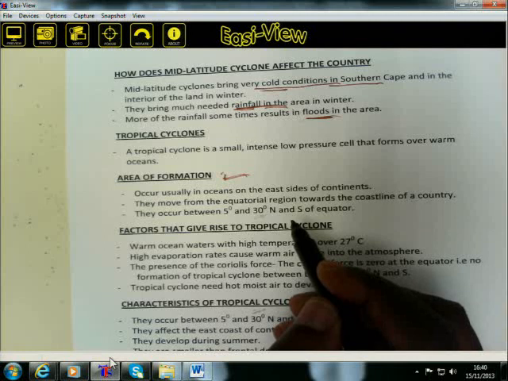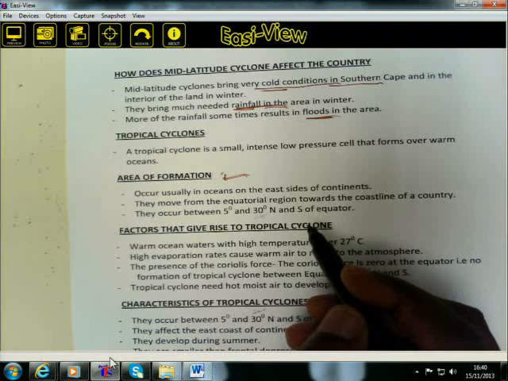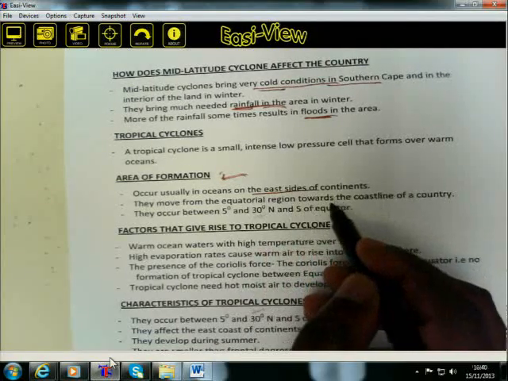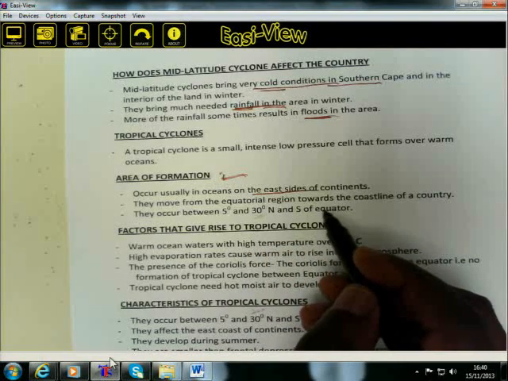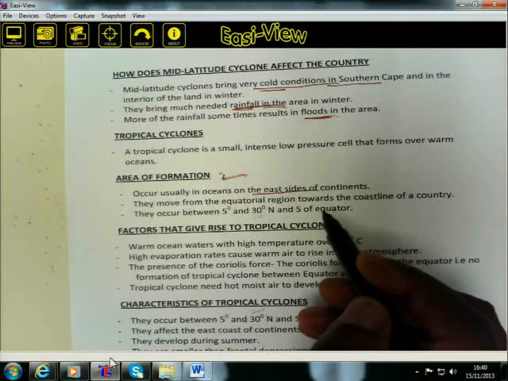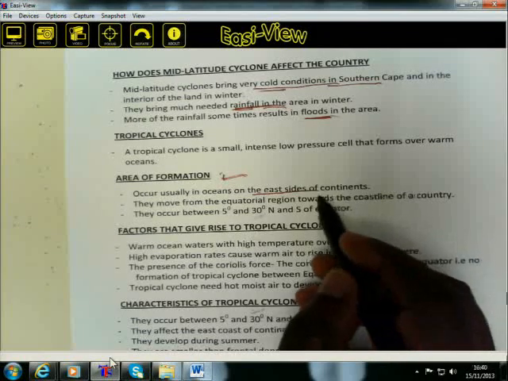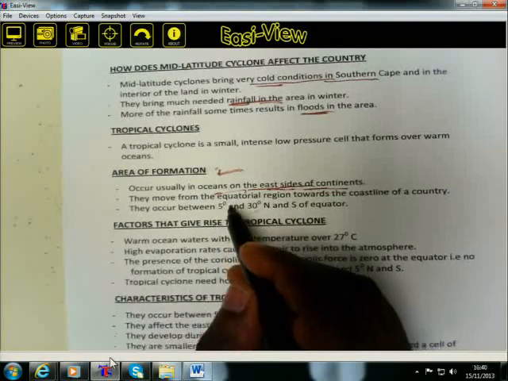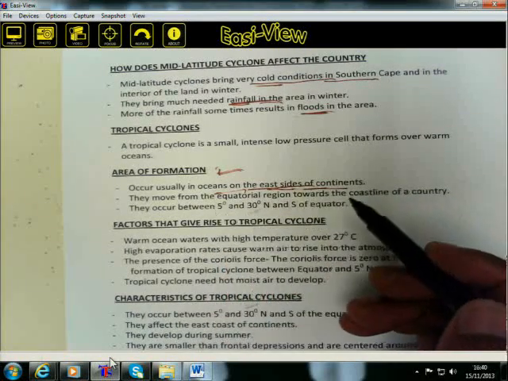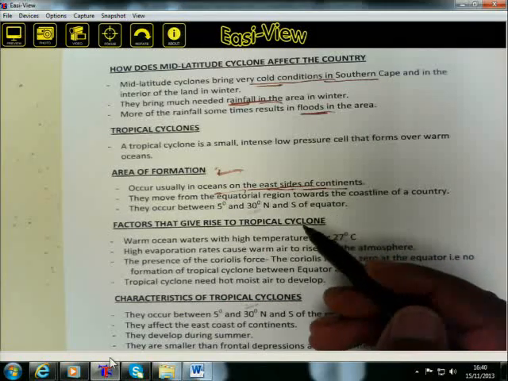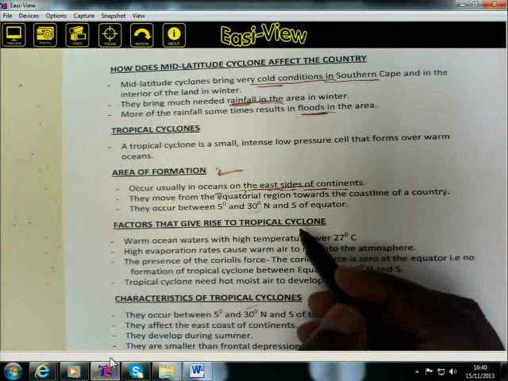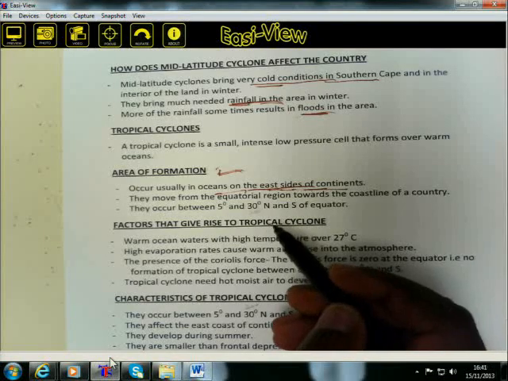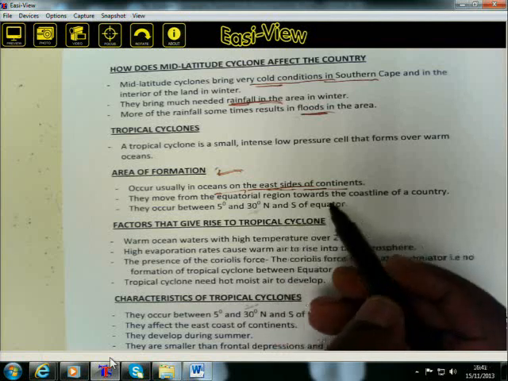Tropical cyclones occur usually in the oceans on the eastern side of the continent. That is where they are found. Why on the eastern side of the continent? Because on the eastern side of the continent the waters are warm, hence they can be formed there.